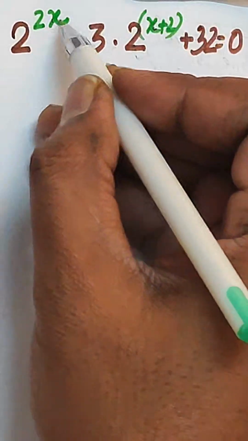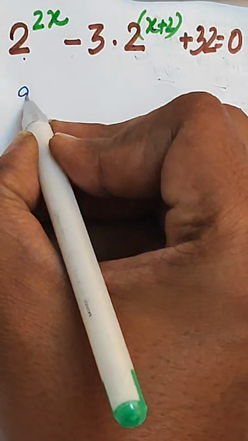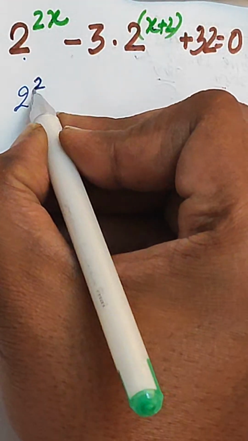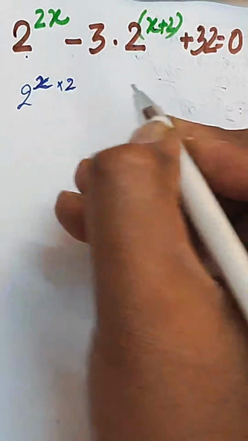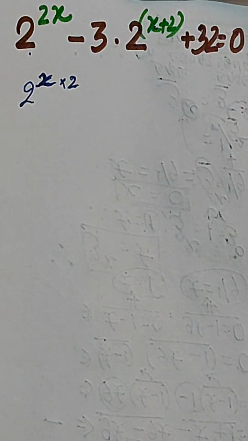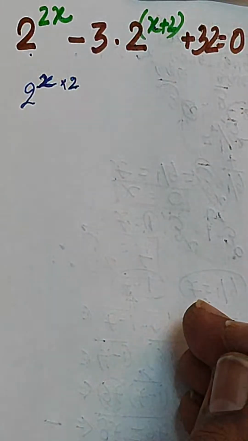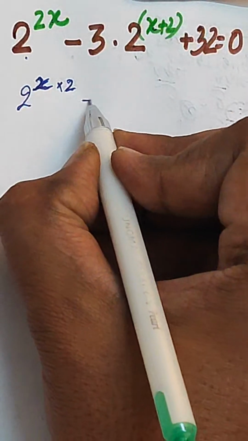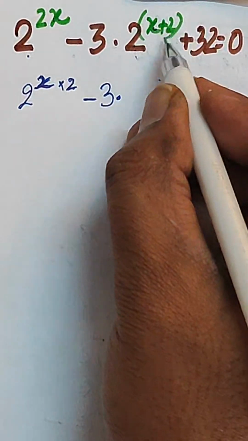2 power x into 2. This can be written like this, or not? Because 2 into x into 2, right? And the second term is minus 3 into 2 power x plus 2.